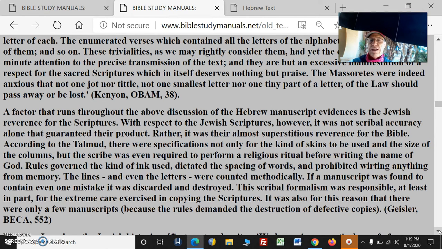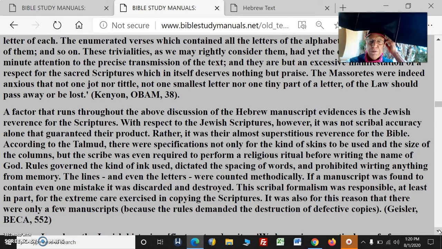Rules governed the kind of ink used, dictated the spacing of words, and prohibited writing anything from memory. The lines and even the letters were counted methodically. If a manuscript was found to contain even one mistake, it was discarded and destroyed. This scribal formalism was responsible, at least in part, for the extreme care exercised in copying the scriptures.